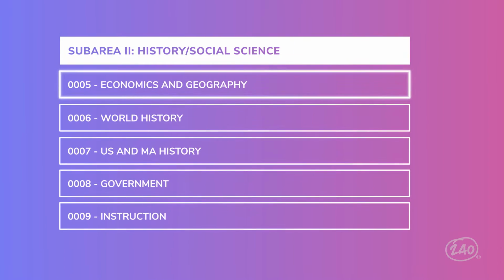Now let's turn our attention from language arts to history and social science. The first competency in the social studies domain covers economics and geography. Whoa, those are definitely two huge pieces of the social studies pie. So while we can't cover everything you need to know about these ginormous topics, we'll pick the skills and concepts that are essential to know for your exam.